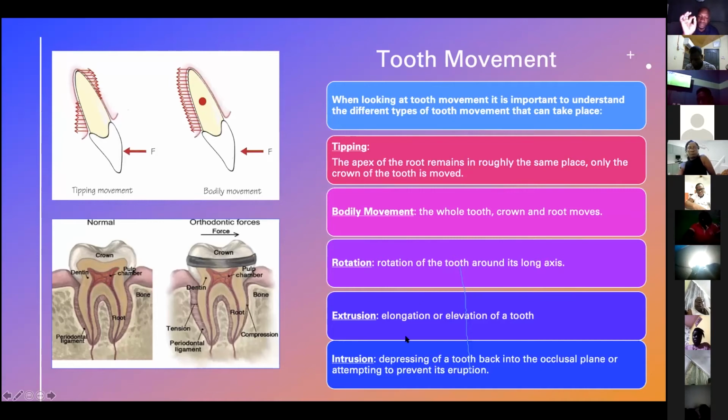And this is extrusion. And then you have intrusion, which is depression of the tooth back into the occlusal plane or attempting to prevent its eruption.